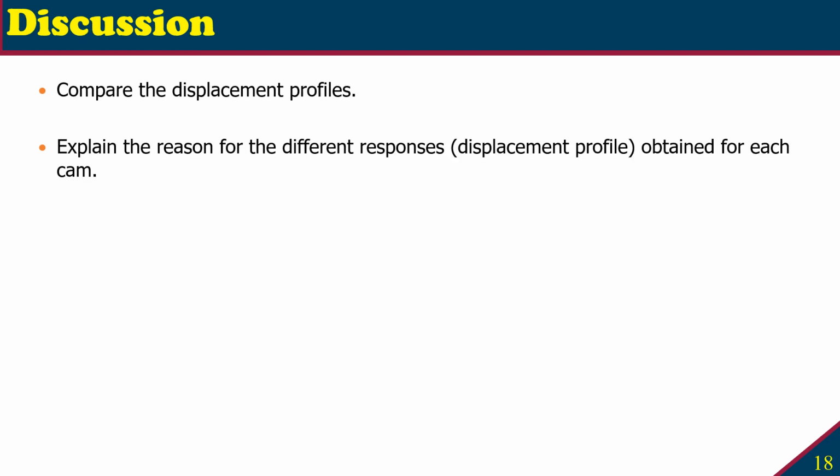In the discussion section, compare the displacement profiles. One looks triangular, one is bell shaped, and why they have those displacement profiles is somehow connected to the shape of the cam. Discuss all scenarios and explain the reason for the different responses. Like I said, why are they obtaining different displacement profiles for different cams, and are they connected with the shape of the cam? Discuss that in the discussion section.